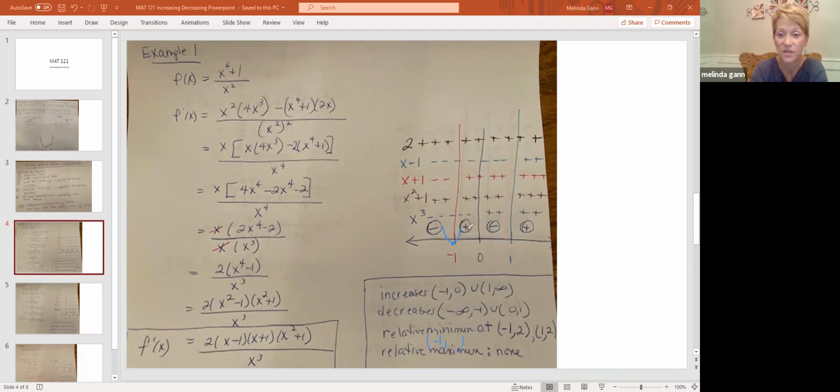Now look what happened. The graph is going to go up, and then it's going to turn and go down. So when something's going up and it turns and goes down, what are you going to have at that turn?